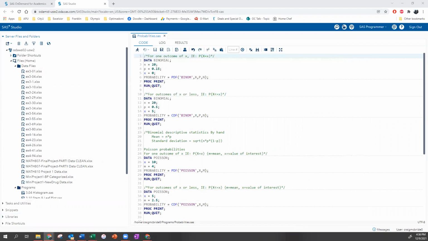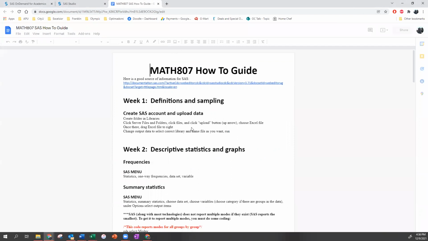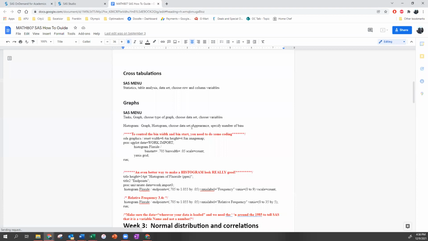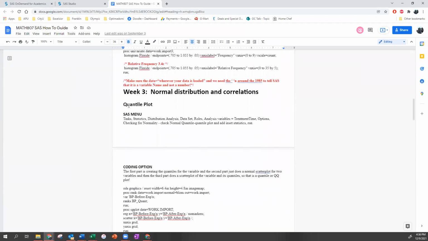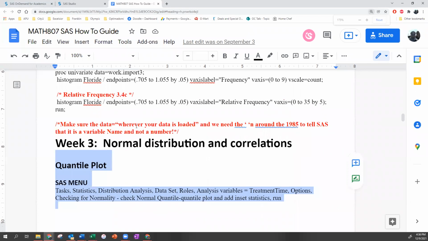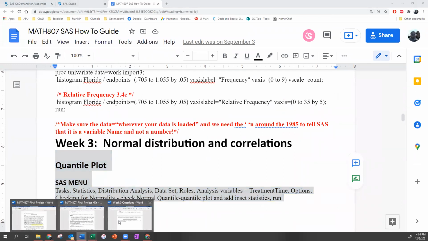It's in the SAS how-to guide. So if you go to our Google folder, and go into the SAS folder, and then bring up the how-to guide, the QQ plot, I believe, is in week 3 right here, quantile plot. So that's how you would run it. That gives you the quantile plot.